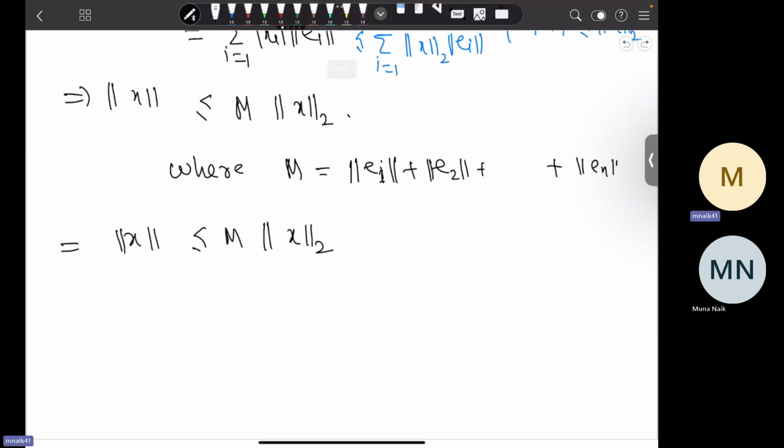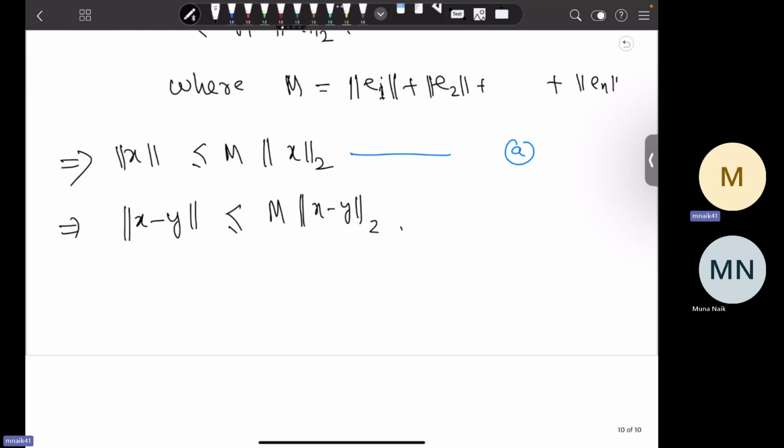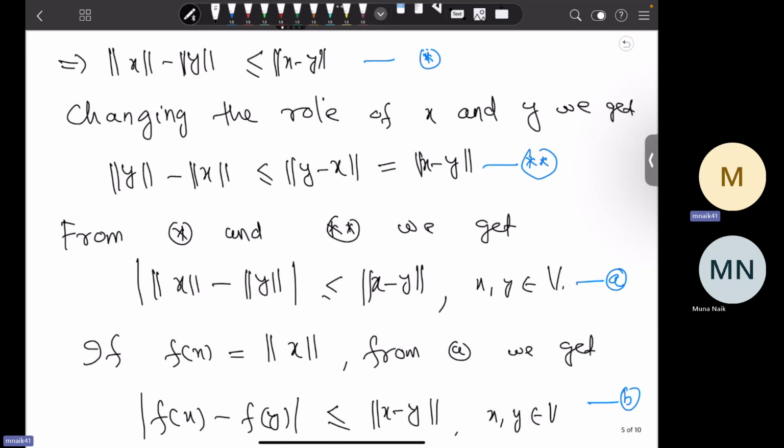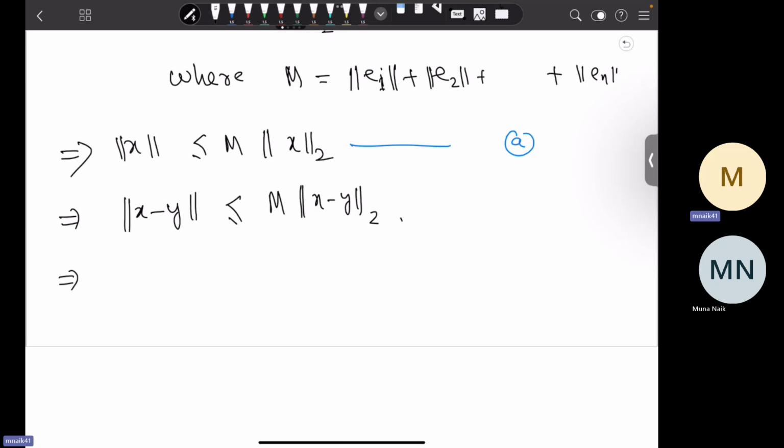Okay, so I am getting this. Call this A. Now I have to prove to you that if I put x minus y, from A I will get M times the L2 norm of x minus y. Now somewhere I have proved that the modulus of norm of x minus norm of y is less than or equal to norm of x minus y. I have proved this in the beginning, if I remember correctly: modulus of norm of x minus norm of y is less than or equal to norm of x minus y.